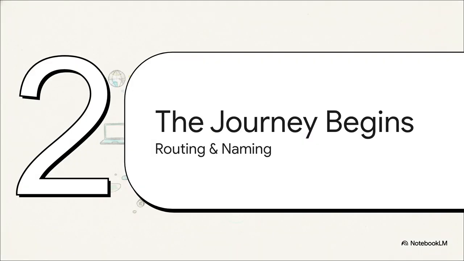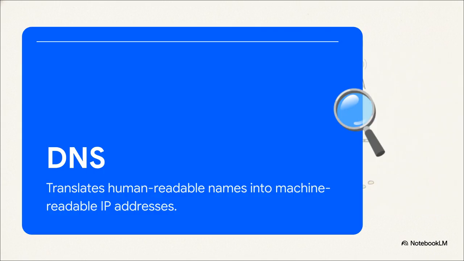Okay, so now that we have our global network, let's move to part 2. The journey begins. We're going to look at the actual path a web request takes, starting right from your browser. This whole journey kicks off with DNS, or the domain name system. Think of this as the internet's master phone book. Computers, as you know, don't understand words like Google.com. They strictly run on numbers.